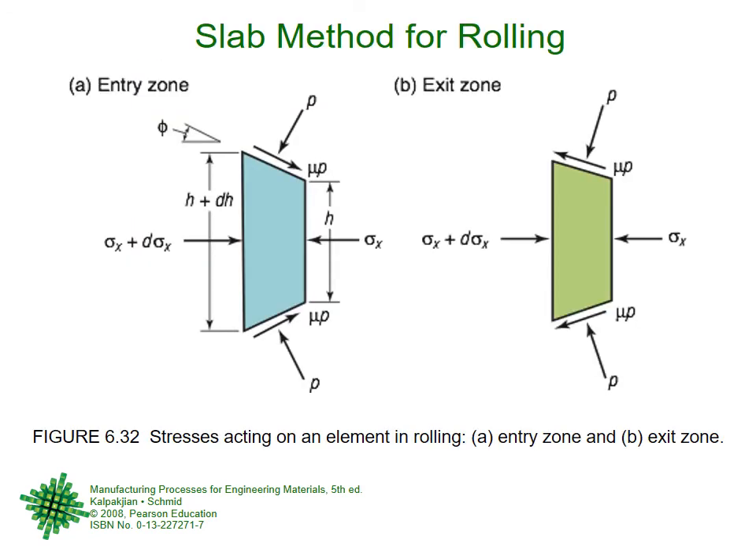So now the same thing, slab method. We cut a slab, right? We cut a slab of the material. So this is at the entry zone when it is entering, and this is at the exit zone when it is exiting the roll. And we will define the same parameters that we defined earlier. And once you apply the balancing equations, the conditions of homogeneous deformation and so on, then you will find out the final stresses, contact stresses, pressures and so on.